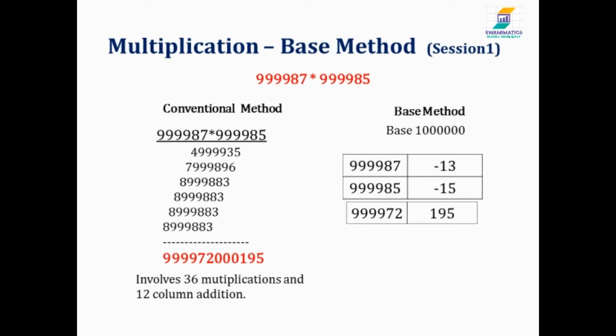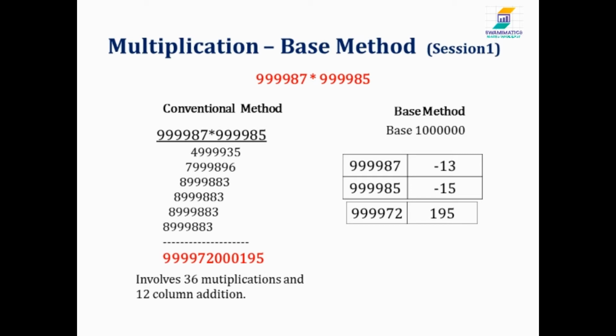Right? Now, the next step is I do the cross operation of the numbers in the diagonal. That is 9999987 minus 15 is 9999972, or 9999985 minus 13 is also 9999972. On the right of this, you have minus 13 into minus 15. When we multiply, it becomes 195.